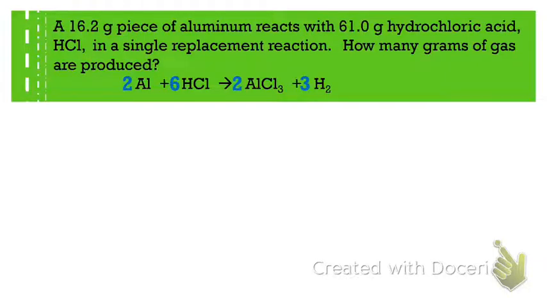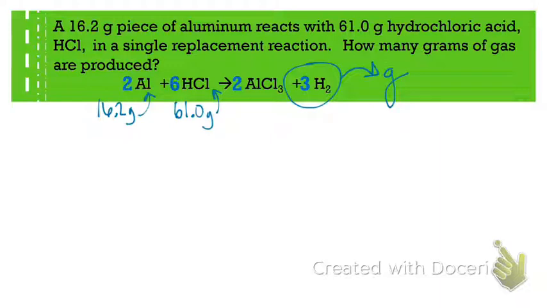So just kind of thinking about this, I have 16.2 grams of aluminum going in and 61 grams of HCl going in. And which one of my products is going to be a gas? Well, you might not remember, but hydrogen is a gas. It's one of the smallest, lightest molecules, easiest to be a gas. So we're trying to find out how much hydrogen we're going to make in grams.